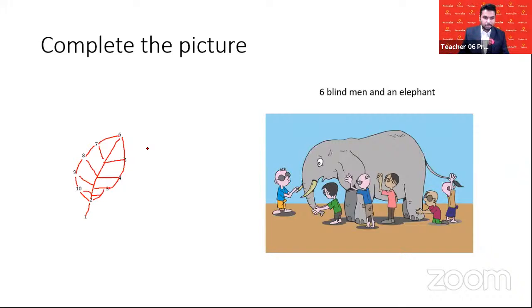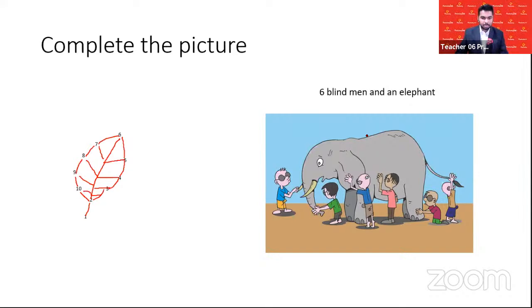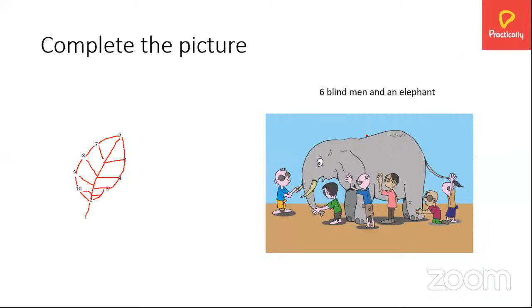Now, a beautiful story can be told to drive home this idea further. Have you heard about the story of 6 blind men and an elephant? No, sir. This is a very interesting story. A group of 6 blind friends went to a zoo to see an elephant. They had never seen an elephant prior to that.